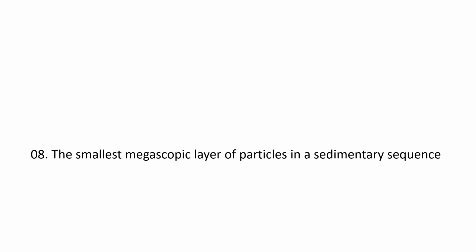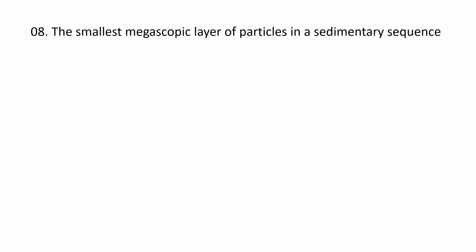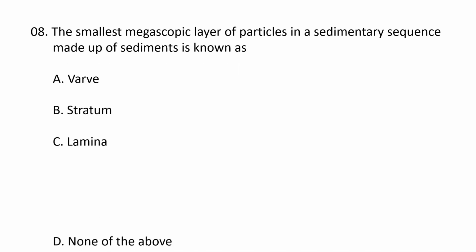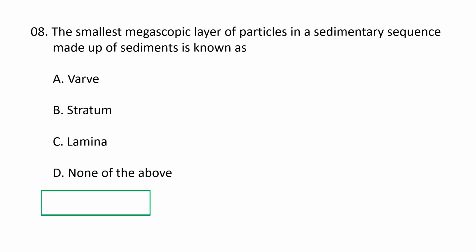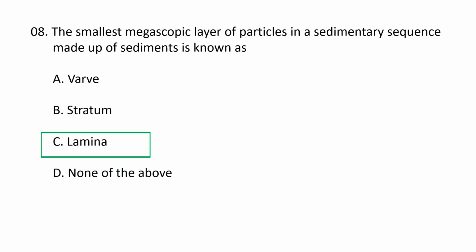Next question. The smallest megascopic layer of the particles in a sedimentary sequence made up of sediments is known as: A. Varve, B. Stratum, C. Lamina and D. None of the above. So the smallest megascopic layer of the particles in a sedimentary sequence made up of sediments is known as a lamina. In geology, lamination is a sequence of thin layers or laminae that occur in sedimentary rocks. The word lamina comes from the Latin word lamina, which means thin layer. Laminae are usually less pronounced and smaller than bedding, and these are typically less than a centimeter thickness.